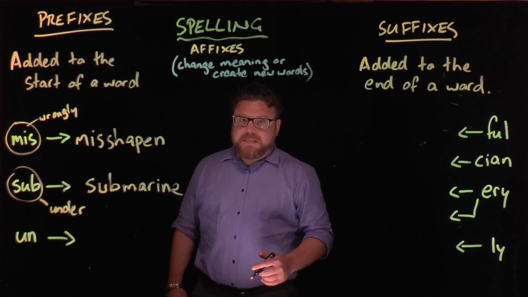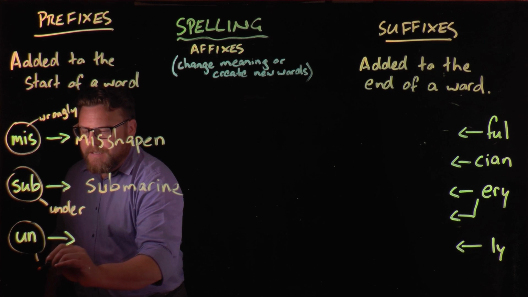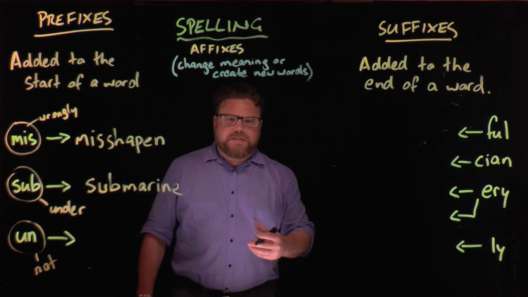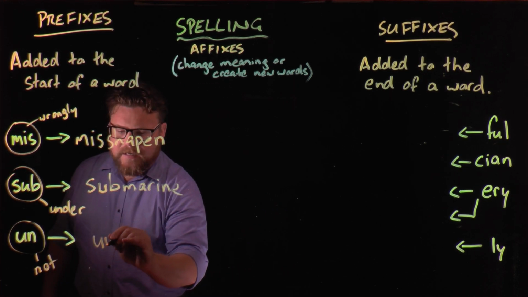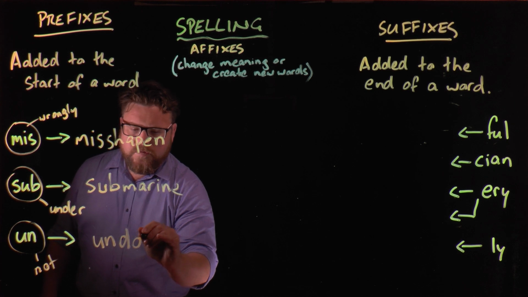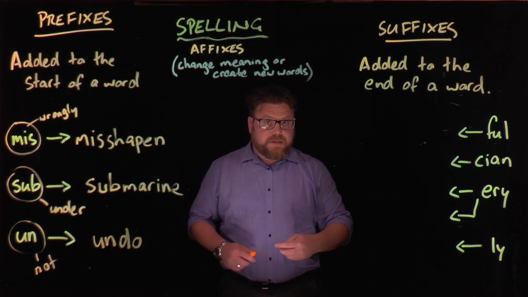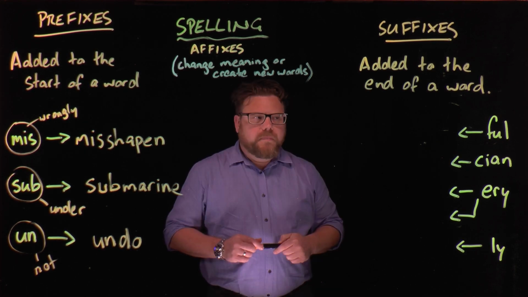This prefix here is a very common one, un. And it just means not. And it changes the meaning to the opposite. For example, if you put un in front of the word do, it means that you undo something. Instead of doing it, you undo it. So it is the opposite.